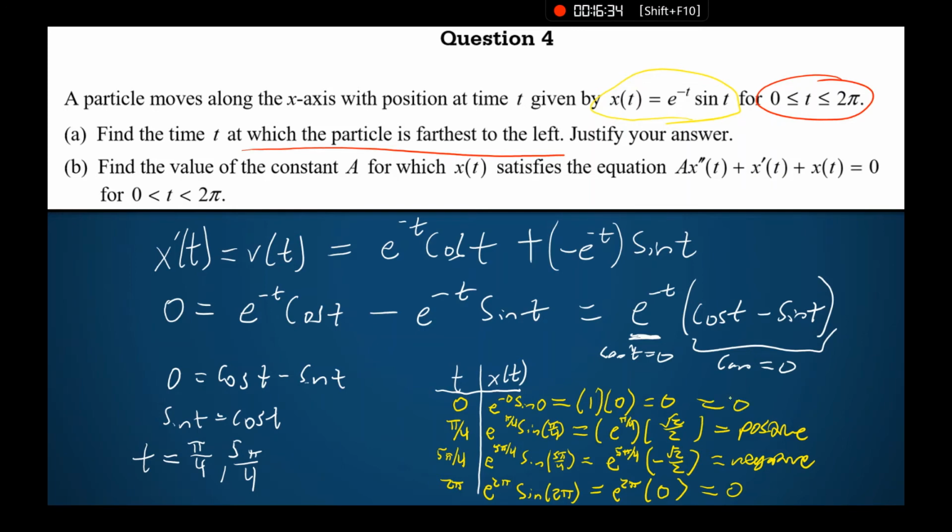So which one is our furthest left? At what time are we the furthest left? 5 pi over 4. Perfect. So a little bit out of space here, so I'm going to write over here, I guess.